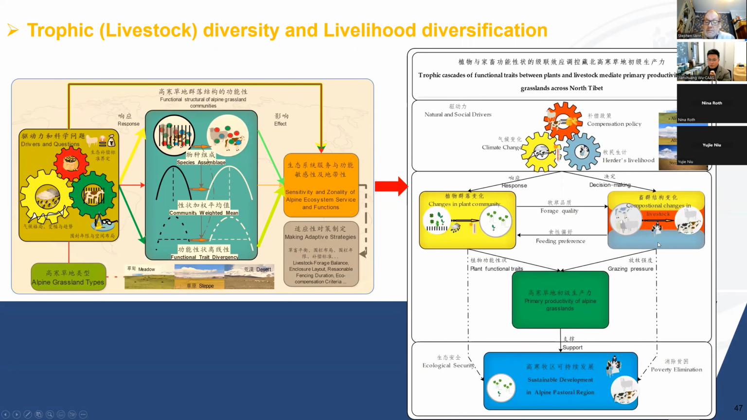And we also want to link how the policy influences grassland conservation funded by government, livestock compensation, and then the interaction between the plant community and the livestock community, and also how these changes in plants and livestock affect grassland productivity, and finally how these factors affect herders' livelihoods.